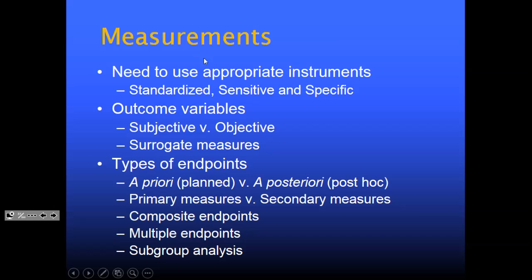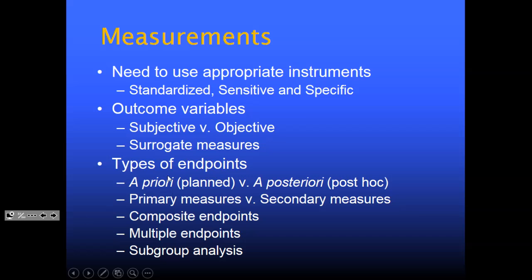So we have to figure out what the appropriate instruments are. What are we going to use to measure? And we talked about this a little bit last week when we looked at blood pressure. In Puerto Rico, they may use a different type of sphygmomanometer. They may use a different cuff. Individuals in Florida may be trained differently than individuals in California as to what to inflate the cuff to. So we want to make sure that everything is standardized, sensitive, specific. We're able to detect the outcome that we're looking for.